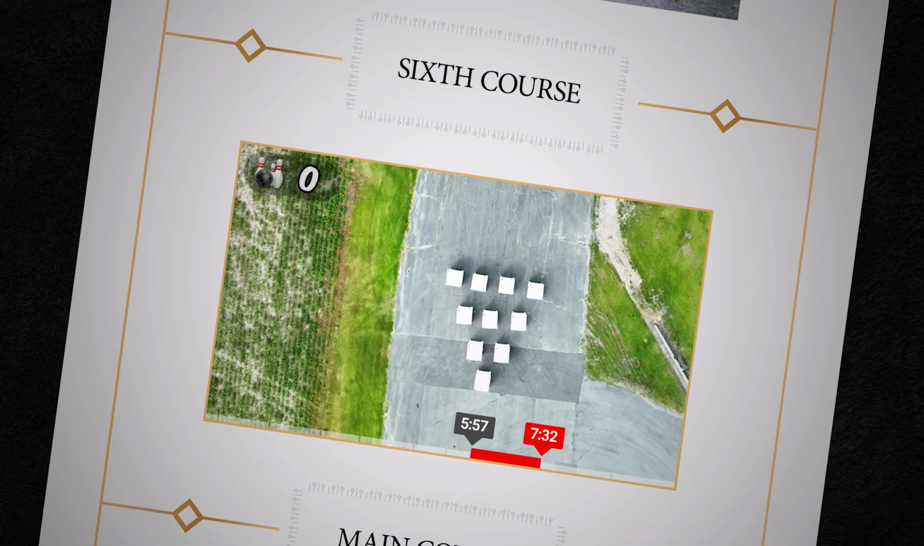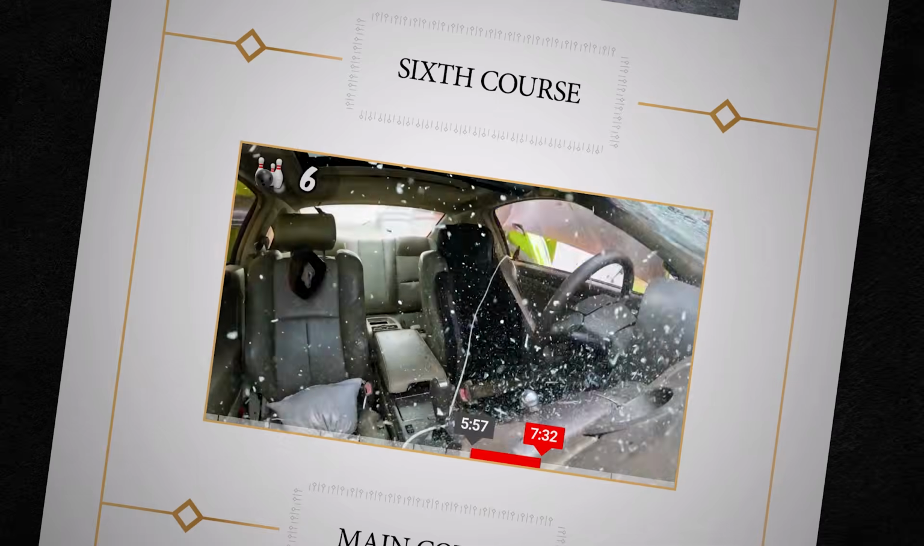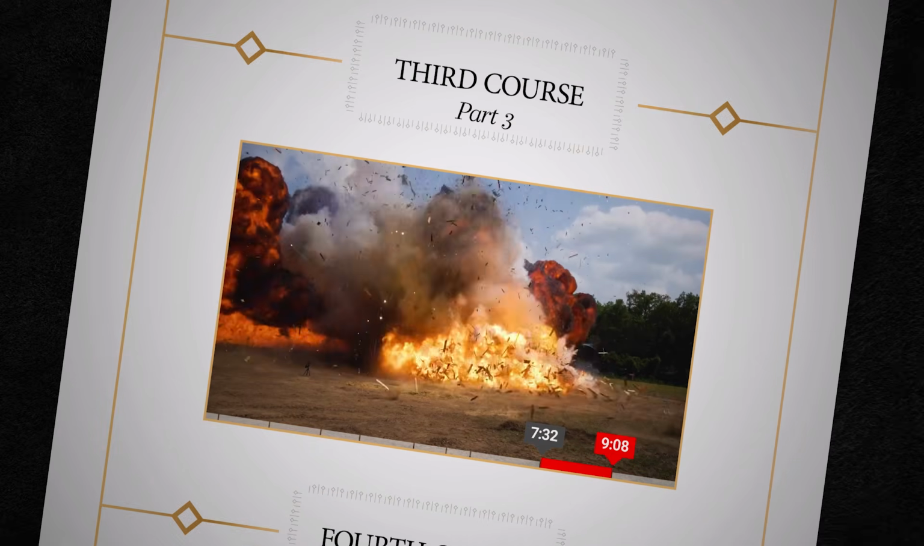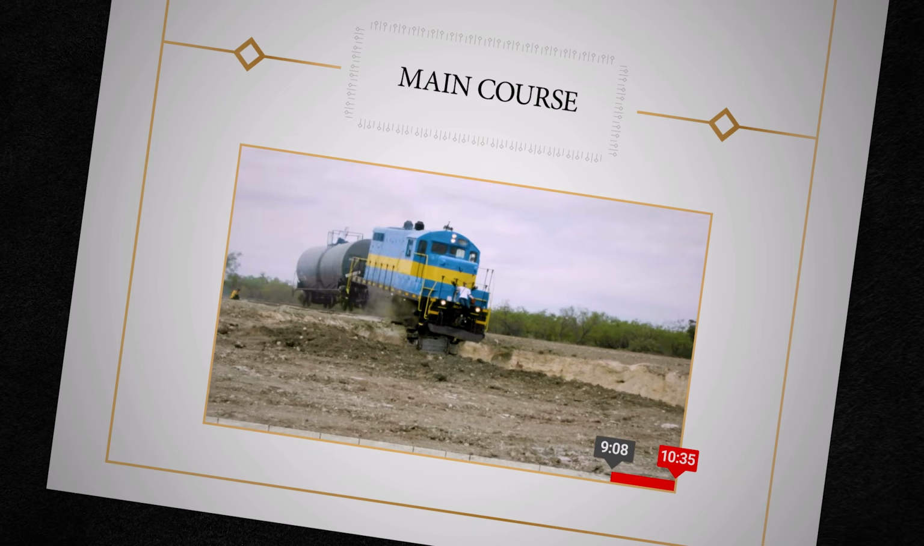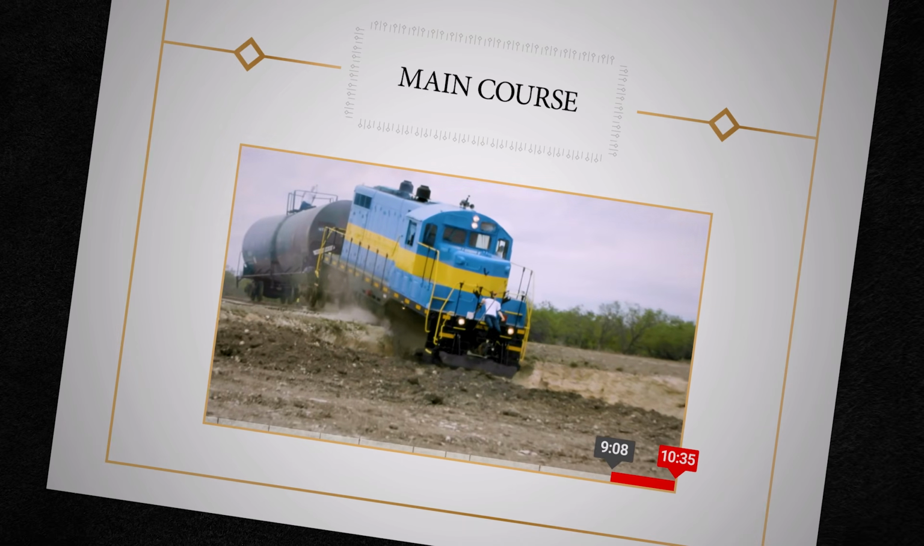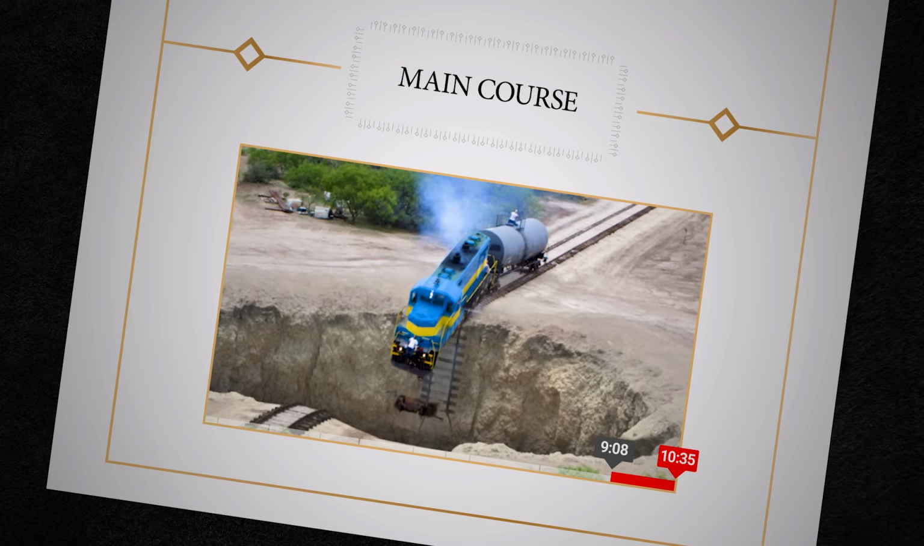And then jumping to a 6th course, which is car bowling. This goes from 5:57 to 7:32. And then back for part 3 on the 3rd course. And then finally, after consuming all of that food, we jump to the 7th course, the final course, the entree, the train versus the pit. This goes from 9:08 to 10:35.